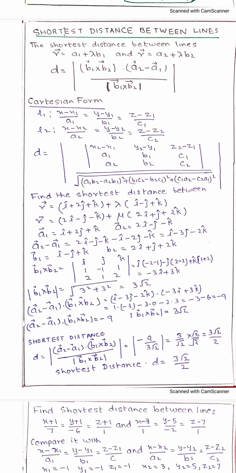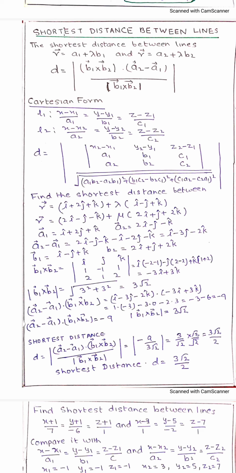B1 and B2 are vectors with constants lambda and mu. A1 and A2 are vectors which are single and without constant. So B1 cross B2 is the determinant i j k, 1 -1 1, 2 1 2. These are the coefficients of vectors b1 and b2. You can see i - j + k is 1 -1 1, 2i + j + 2k is 2 1 2.